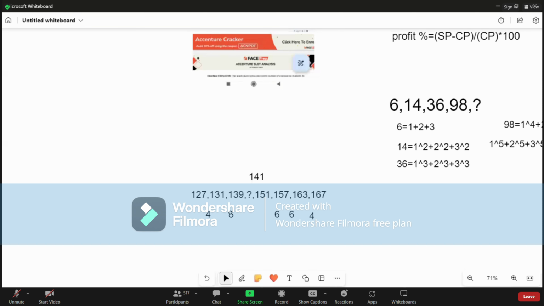147 is also not prime, because it has a factor of 3. It is divided by 3. And 141 is also divided by 3. So there is only 149 between these two, but there is no common pattern in this either.